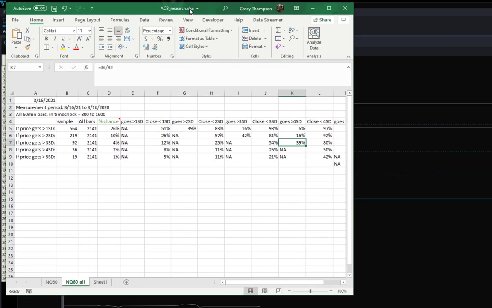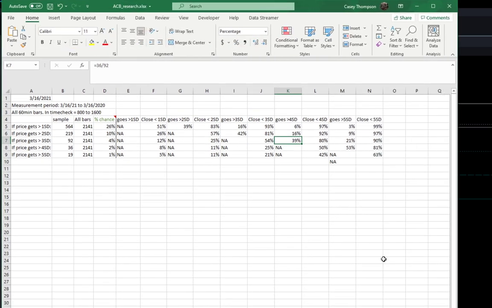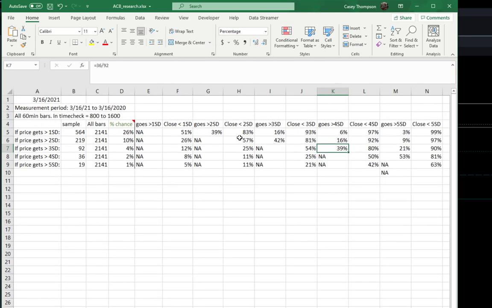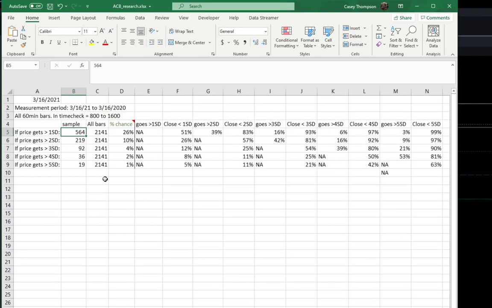I'm gonna show you quick what I'm looking at. So basically, on the chart, we're gonna find bars, okay? And these bars are going to be over one standard deviation. So if we find one that's over the average and over one standard deviation, which was 564 bars out of 10,000 bars, I believe it was.